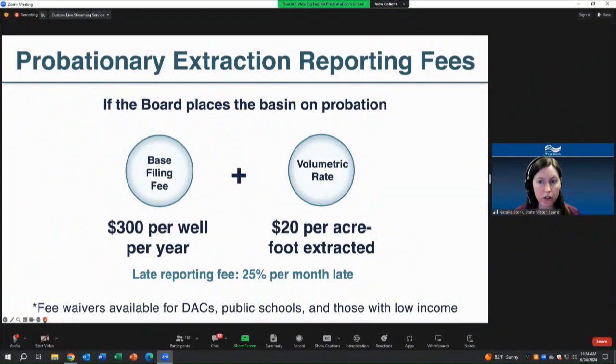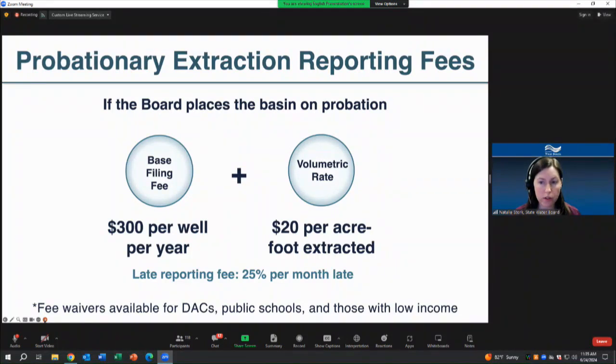Here are our fees that are charged for each required report. We have a base filing fee of $300 per well. Also, a volumetric fee, which for probationary basins is $20 per acre foot. There is an automatic late fee of 25% per month up to a cap. And a few additional notes. Fees are subject to change. The board can also require special studies that may incur additional costs.